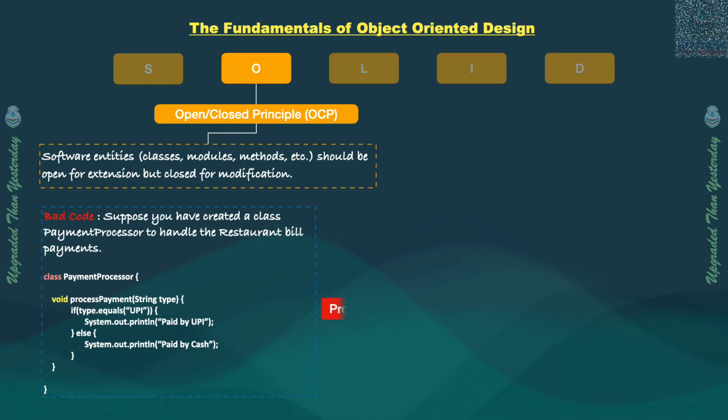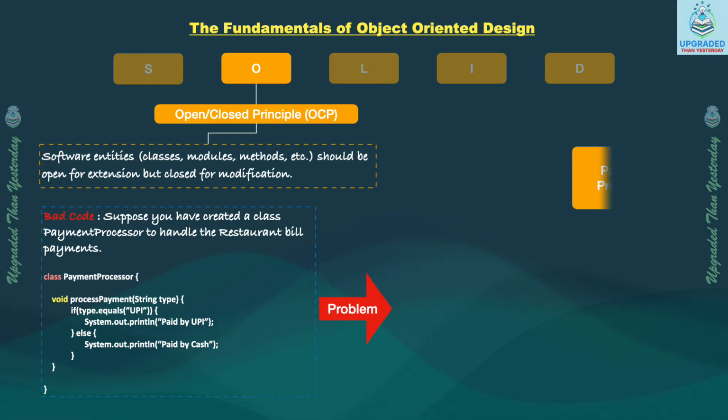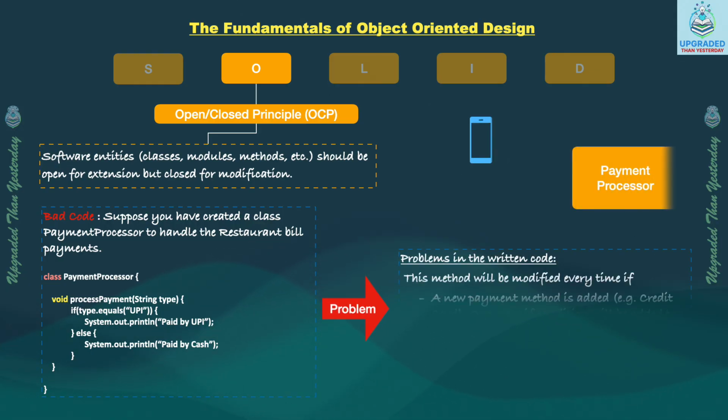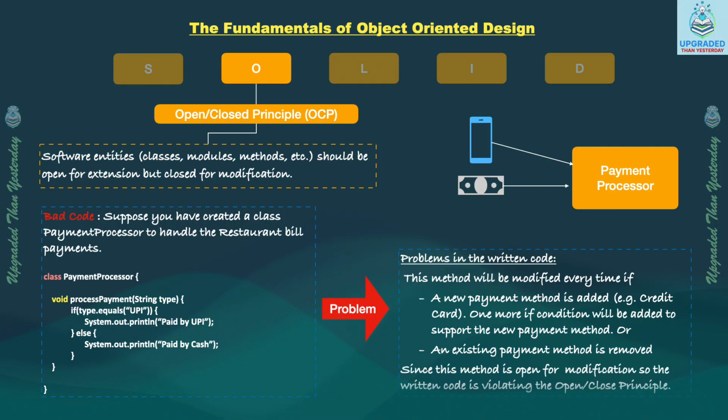So, what are the problems in the written code? This method will be modified every time a new payment method is added. For example, credit card. One more if condition will be added to support this new credit card payment method. Or in case of removal of an existing payment method, we need to delete that code block. Since this method is open for modification, the written code is violating the Open-Closed Principle.